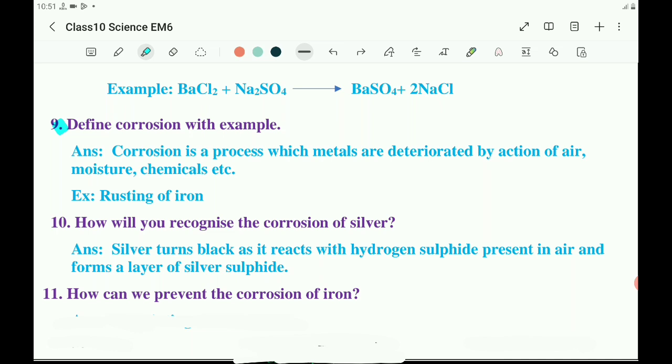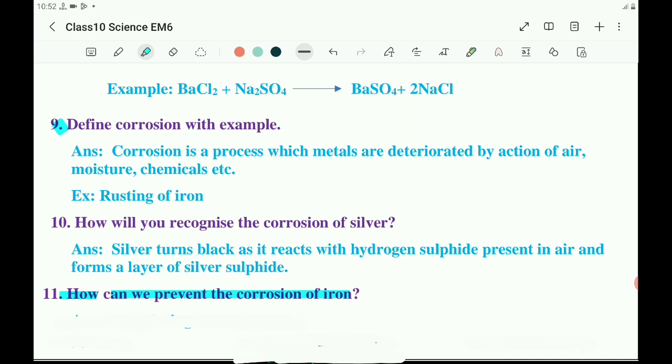Next you take the 11th question. What is that 11th question? How can we prevent the corrosion of iron? So you can paint the iron article. By painting you can prevent the corrosion of iron. Or otherwise you can give the coating of other metal also. So one of the methods is painting of iron articles.